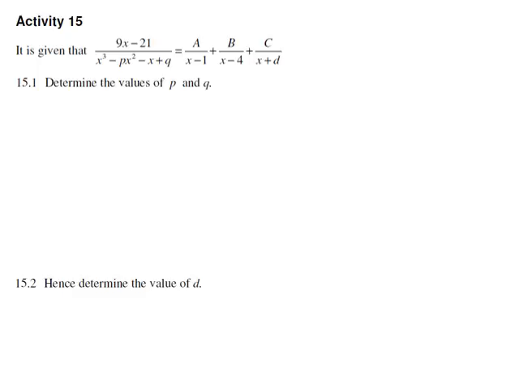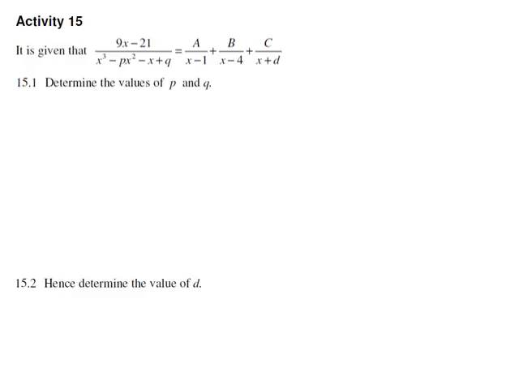In activity 15, we are given an equation: (9x minus 21) over (x cubed minus px squared minus x plus q) is equal to A over (x minus 1) plus B over (x minus 4) plus C over (x plus d). Now, if you see, there are actually 6 unknowns in this equation, and that's the only information they've given us. In 15.1, we are asked to determine the values of p and q.